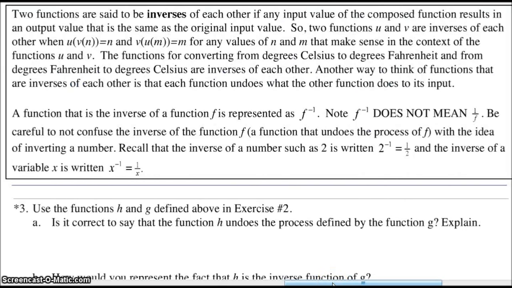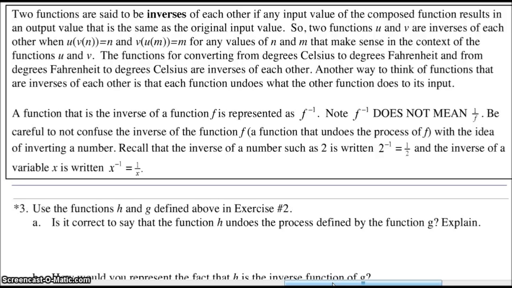Two functions are said to be inverses of each other if any input value of the composed function results in an output value that is the same as the original input value. So two functions u and v are inverses of each other when u of v of n equals n and v of u of m equals m for any values of n and m that make sense in the context of functions u and v. The functions for converting from degrees Celsius to degrees Fahrenheit and from degrees Fahrenheit to degrees Celsius are inverses of each other. Another way to think of functions that are inverses of each other is that each function undoes what the other function does to its input.